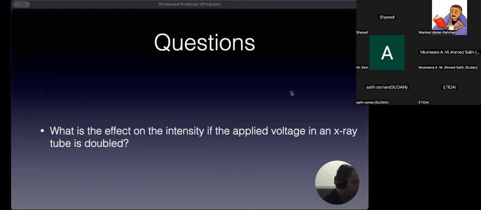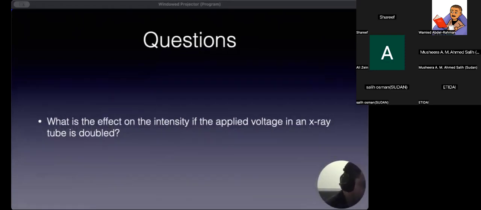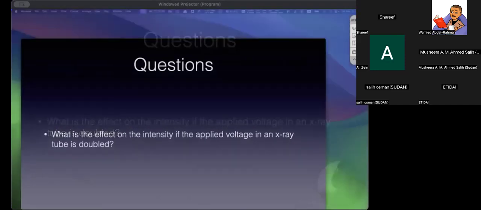Well, I have. It's not difficult, but I think doubling the voltage. I'm not sure, but it's something related to the 15% rule. Doubling the voltage, it's like doubling the intensity. Doubling the voltage means doubling the intensity. Who agrees with this? It's increasing intensity either way, but I'm not sure if it's doubling or not.